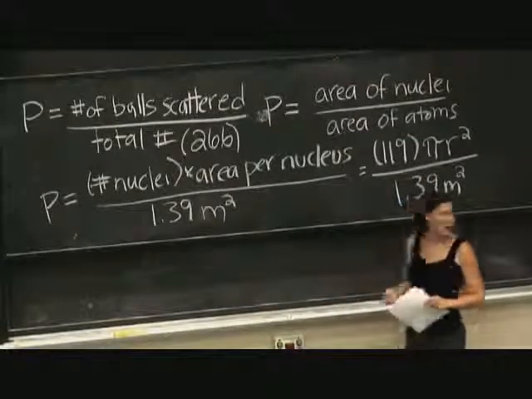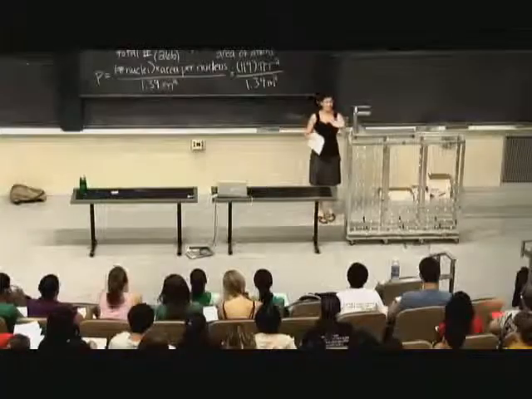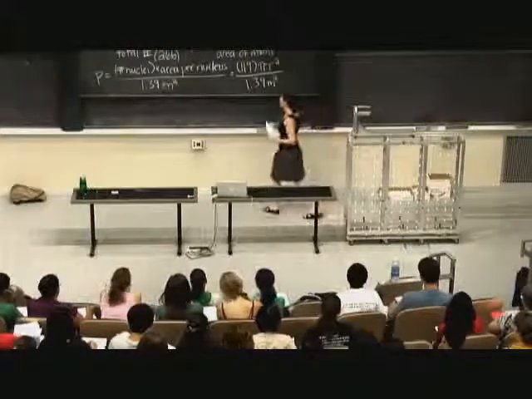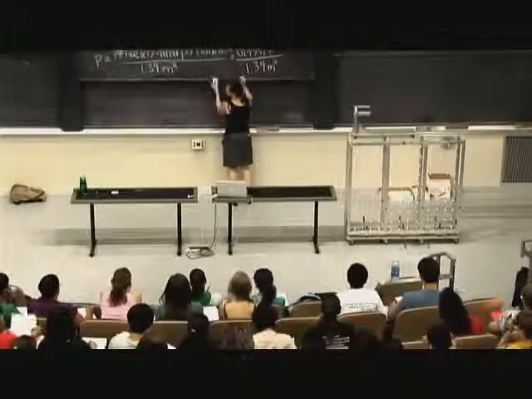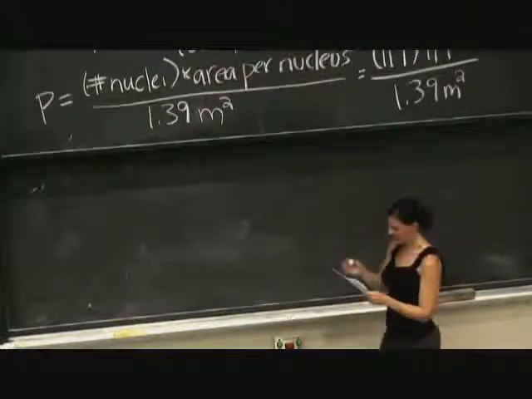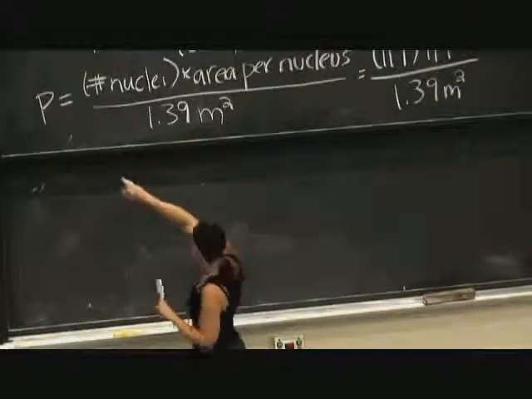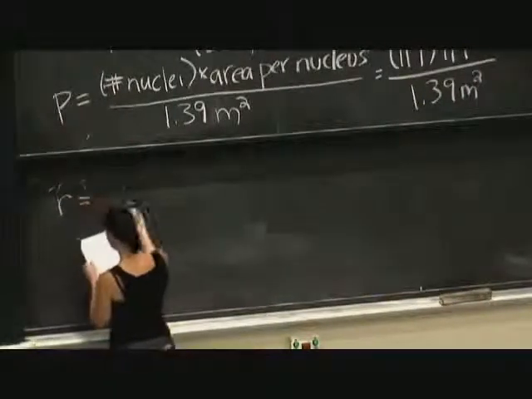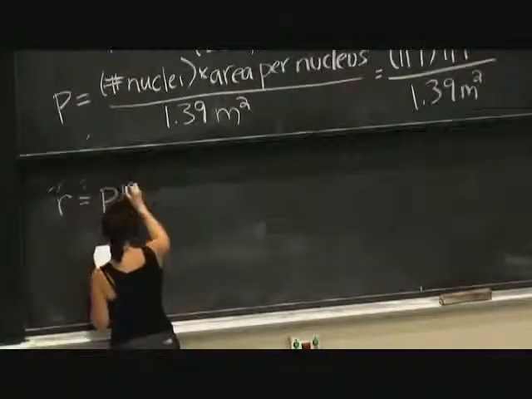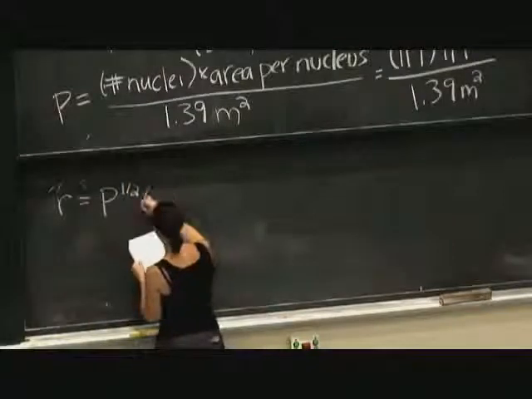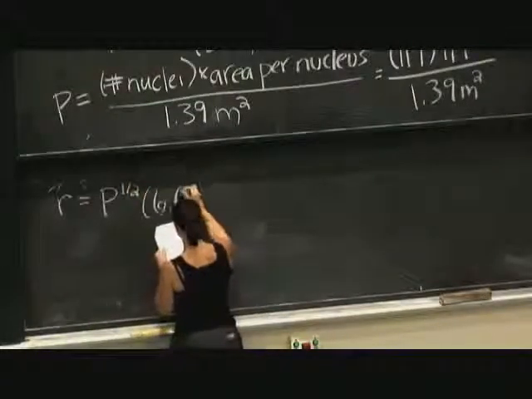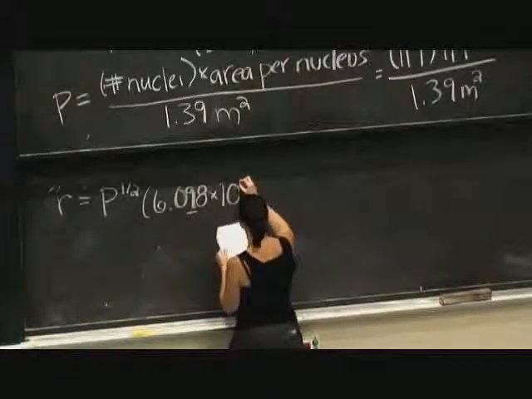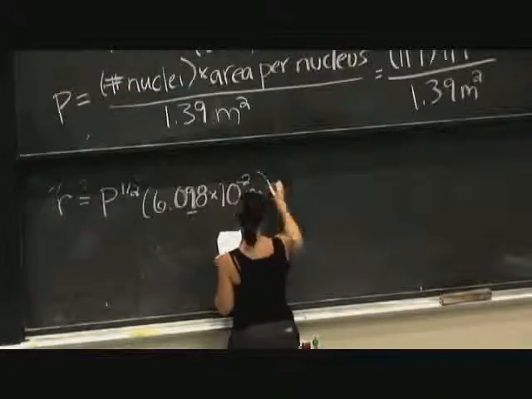So what we have here is a relationship that can tell us what the probability of backscattering is, but since we can experimentally measure the probability, what we need to pull out is the radius or the diameter of these nuclei. So instead of solving for p, we can switch it around and solve for the radius. That's going to be equal to the probability raised to the 1/2 times 6.098 times 10 to the -2 meters.